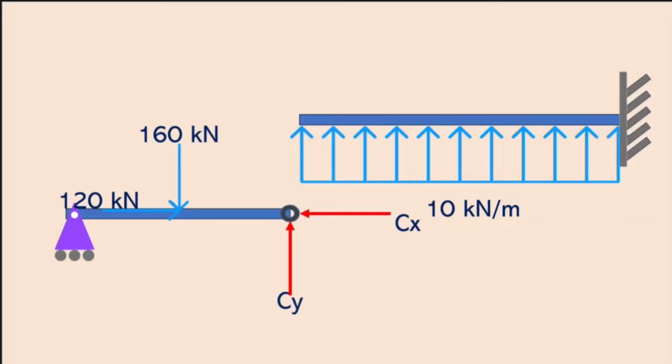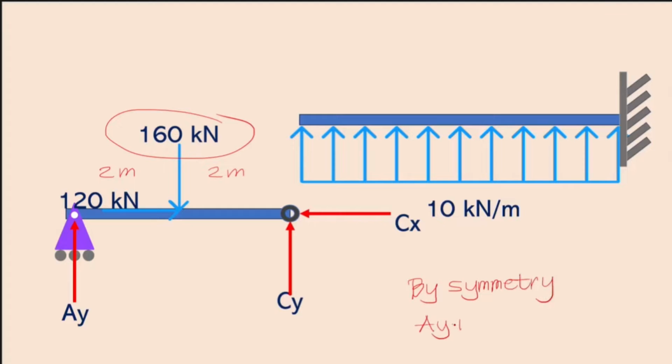Now, diba, this is 2 meters and also this one. Now, since yung 160 is nasa gitna, CY and AY, which is here, kasi meron tong vertical reaction, they will just be equal. And then they will carry half of 160. And so by symmetry, we have AY plus CY is equal to 160. And then since yung dalawa are equal, we can just say 2AY is equal to 160. And so our AY will be 80 kN. And this is also equal to CY.